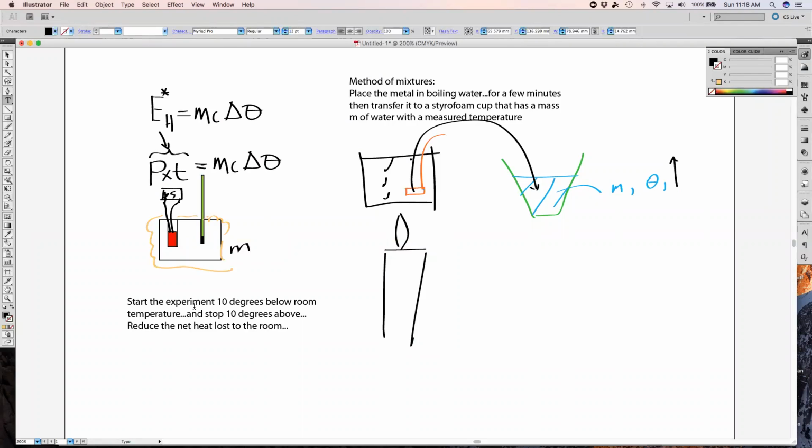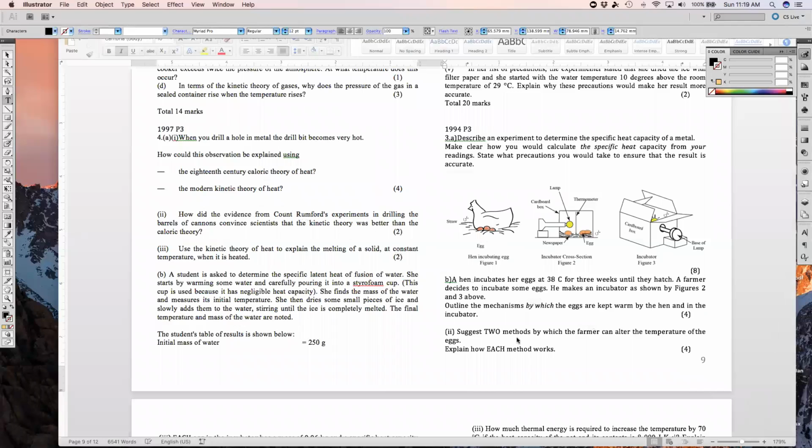But that's a precaution. Start 10 degrees. You can write that: 10 degrees below room temperature and stop 10 degrees above room temperature. And the reason is to reduce the heat lost to the room. Because once you start at room temperature, the apparatus is always going to be hotter than room temperature, and that will create a problem. That's for this experiment here, right? All right, so we okay with that. 8 marks, you see, it's a big mark question.